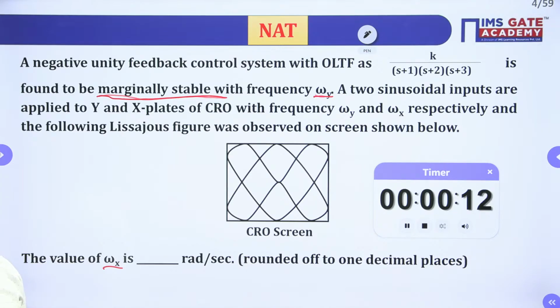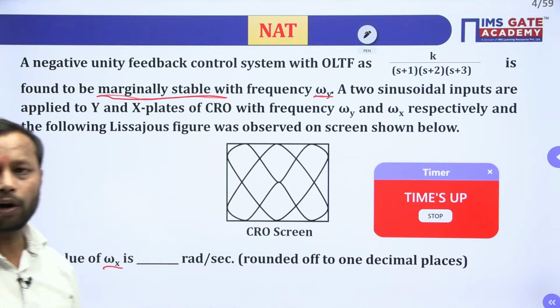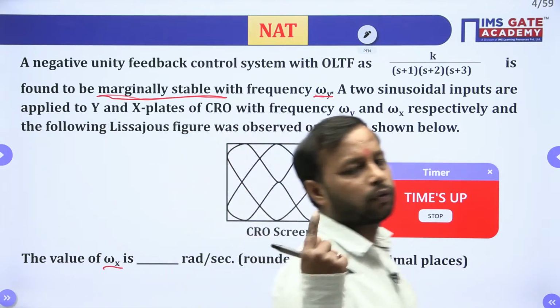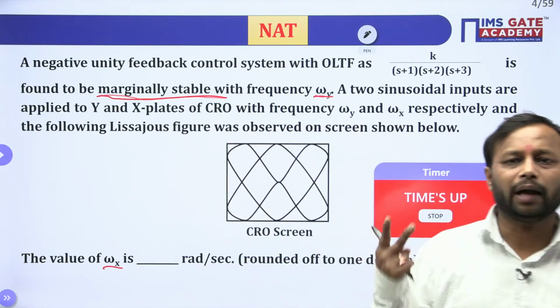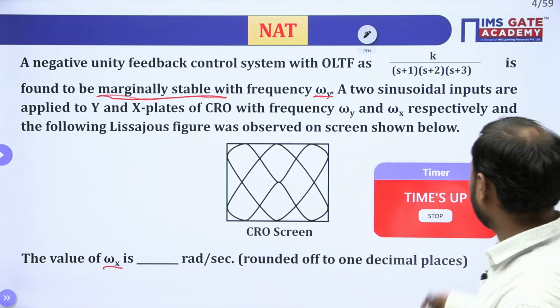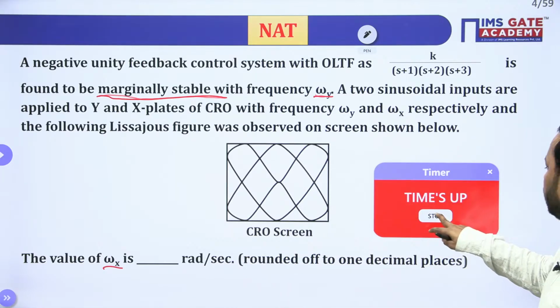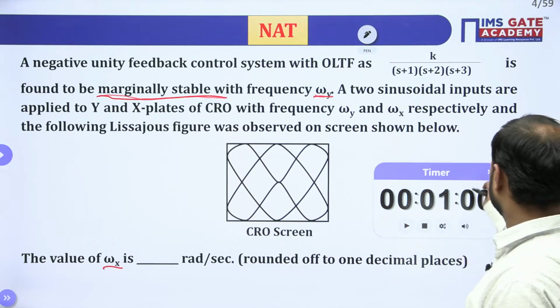Do you want more time? Then please let me know. Otherwise, I will directly start the solution. If you want 1 minute, just type 1. If you want 2 extra minutes, then type 2. Otherwise, I will directly start the solution. Let me close this timer.